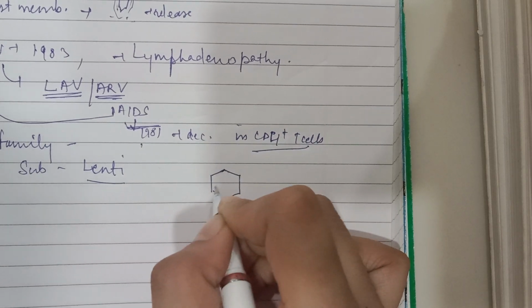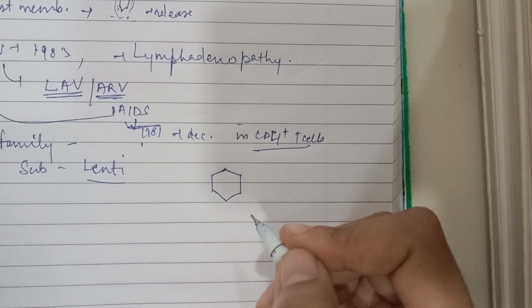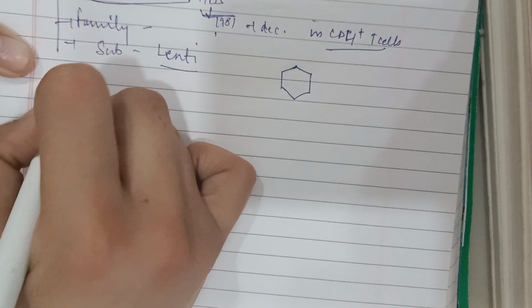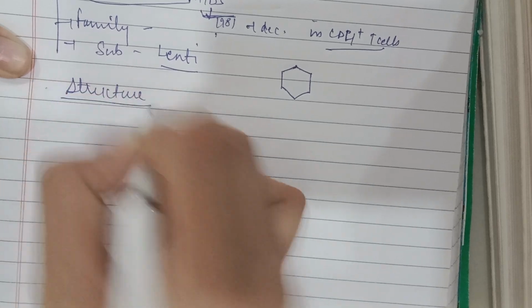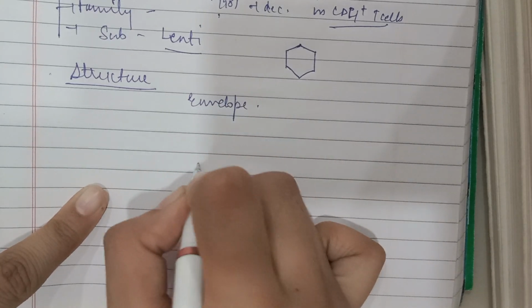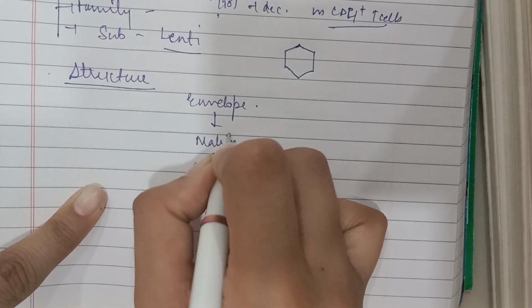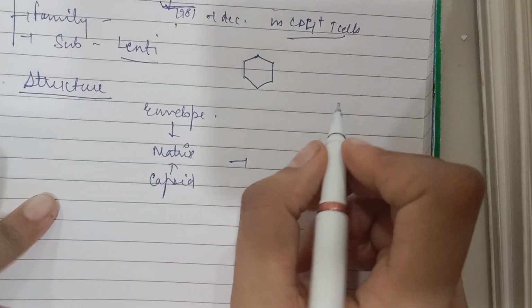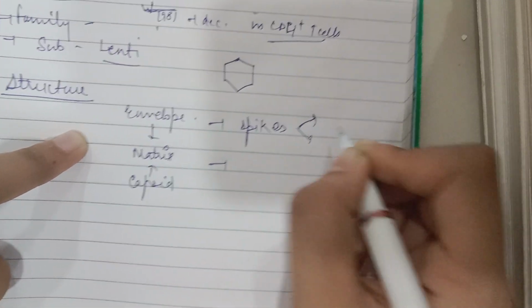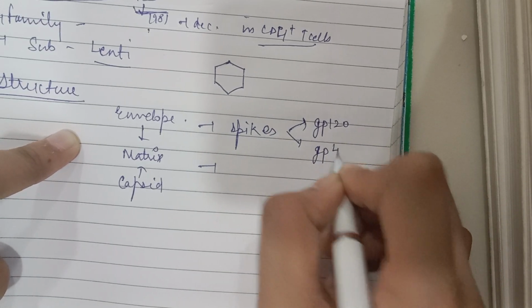It is icosahedral symmetry. That means a regular polyhedron, icosahedron. Now, let's look at the structure of HIV. The outer layer is the envelope. The inner layer is the capsid. In between both of them is the matrix. The matrix consists of protein. Now, the envelope is made up of spikes. Spikes are made up of two segments. First is GP120 and the other is GP41.